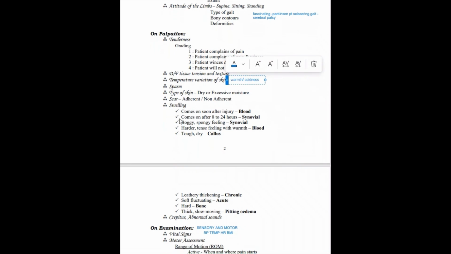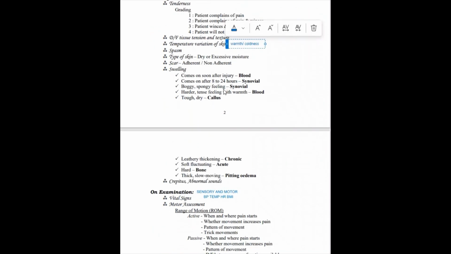If swelling is there, there is a classification, this is for reference only. If the swelling comes on soon after injury, that is blood swelling. If it comes after 8 to 24 hours, then it is synovial. A boggy or spongy feeling is also synovial. If a harder, tense feeling with warmth is there, that is blood swelling. Tough or dry is callus.